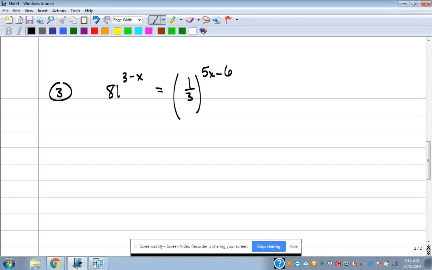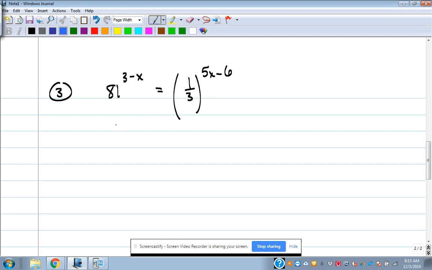All right. So we're dealing with exponential equations here. So we've got to think exponentially. What's the relationship between a 1/3 and an 81? They're not divided by 3. They're threes, right? 81 is 3 to what power? 4. The 4th power. That's right.